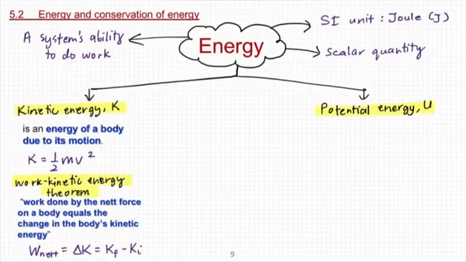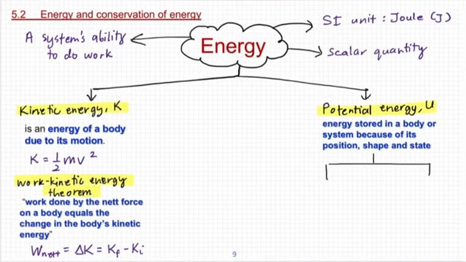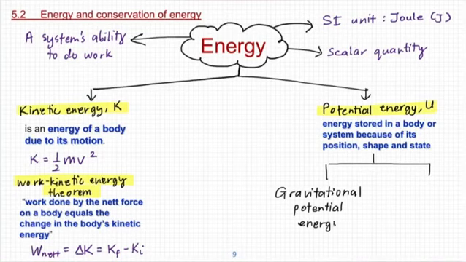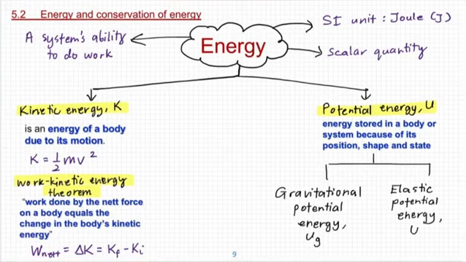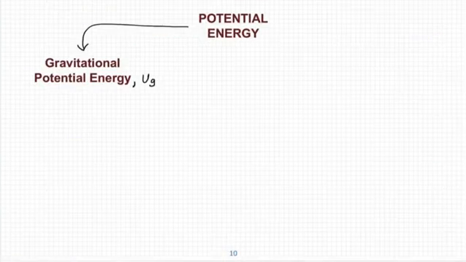The other type of energy that we will learn is potential energy, U. There are two types of potential energy. The first one is gravitational potential energy, which we can write as UG. The second one is elastic potential energy, which can be written as US.